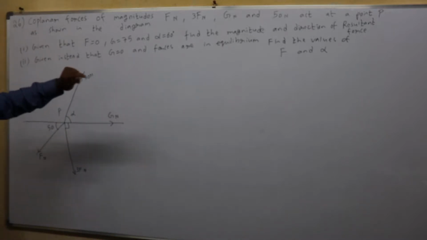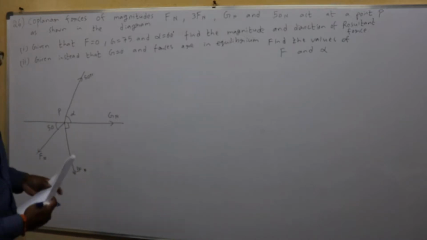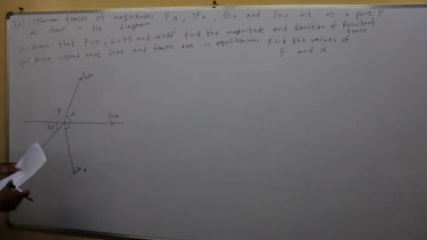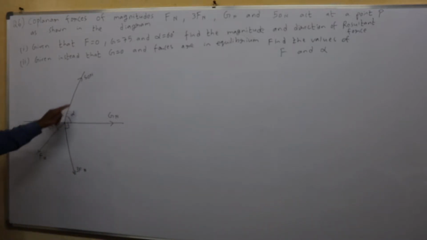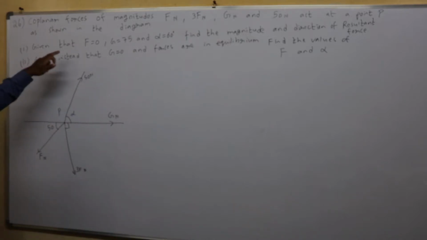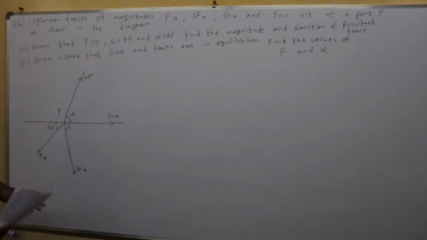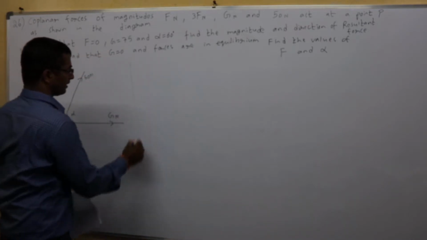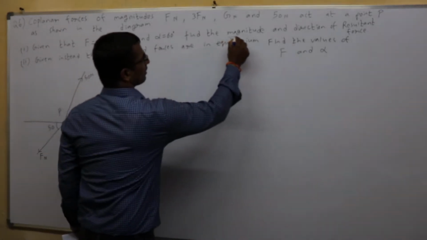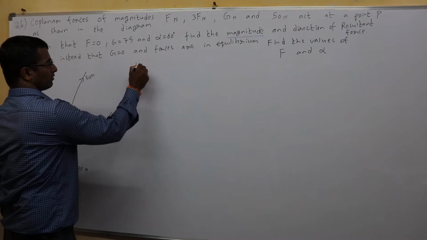Coplanar forces of magnitudes F, 3F, G and 50 act at a point P as shown in the diagram. So here is P, and 50, G, 3F and F are acting at the point P. First bit: given that F equals 0, G equals 75, alpha equals 60, find the magnitude and direction of the resultant force.